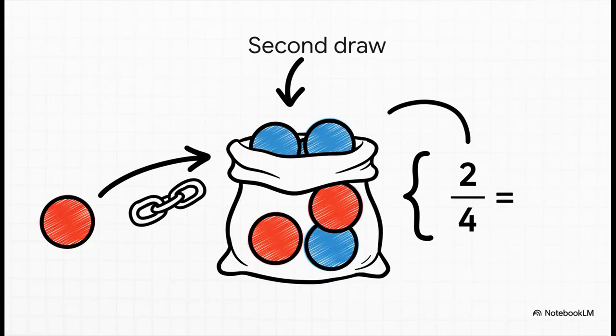So, let's figure out the new probability for our second draw. We started with 3 red balls, but we took 1 out, so there are only 2 red ones left. And we just said there are only 4 balls total left in the bag. So our new chance of drawing another red ball isn't 3 out of 5 anymore, it's 2 out of 4. That's what we call a conditional probability. It's the probability of this event given what happened before.